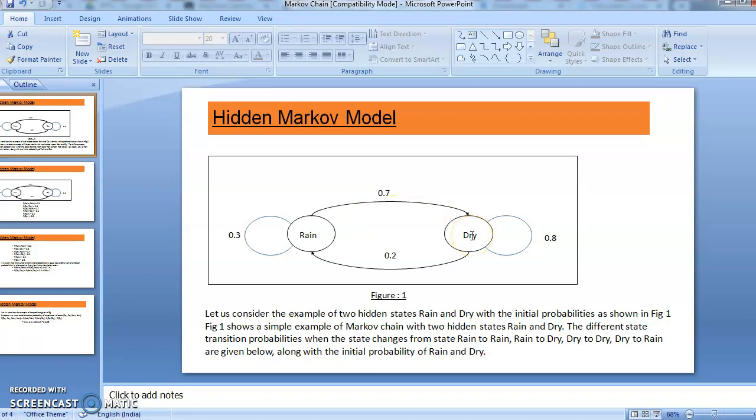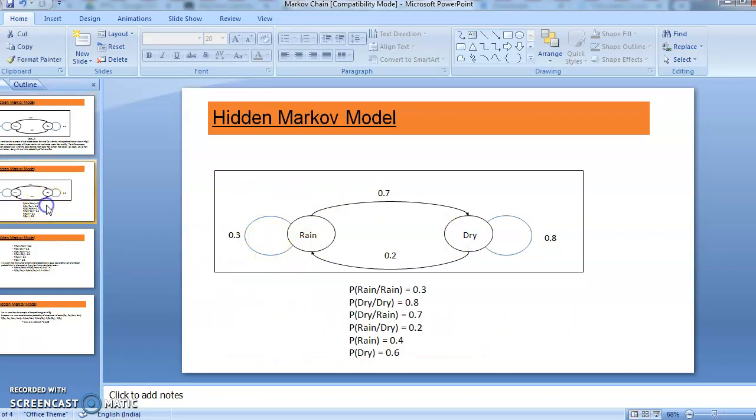Okay, here what are the different possible sequences? State can change from dry to dry, state changes from dry to rain. These are the two possibilities with the hidden state dry. Next, with the hidden state rain, what are the different possibilities? That is the initial probability, the probability of rain, that is, the hidden state is in the rain state. Two different possibilities: state changes from rain to dry, and state changes from rain to rain.